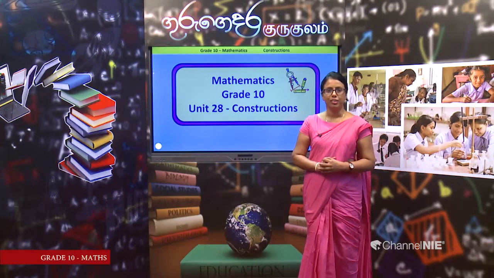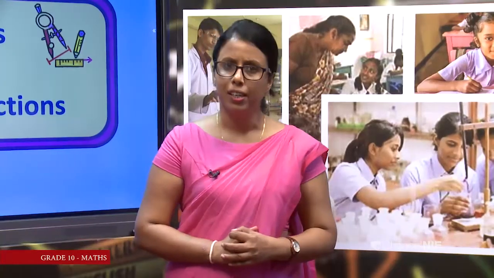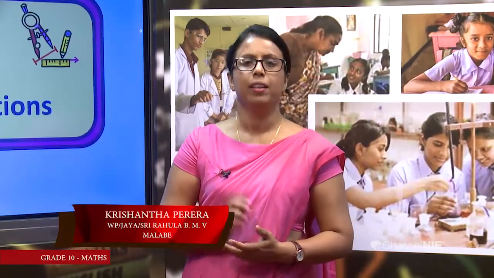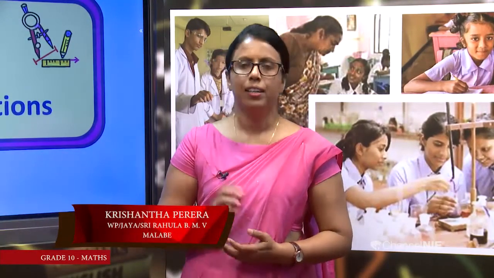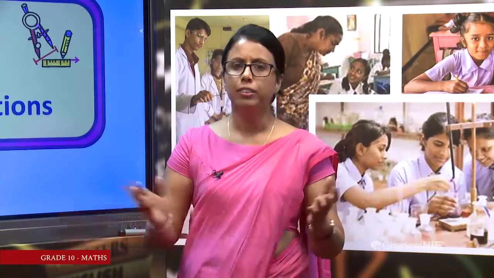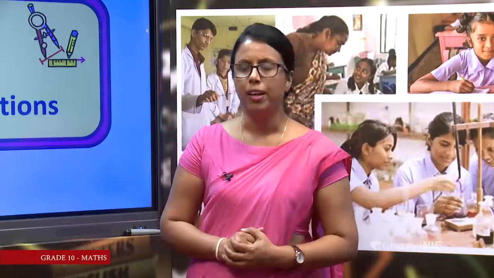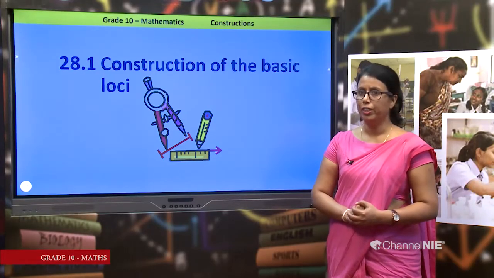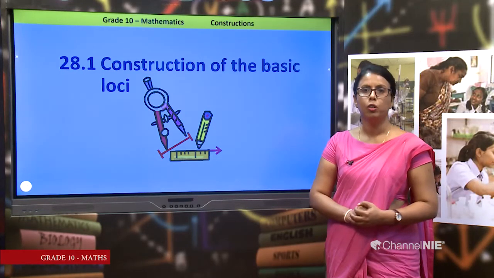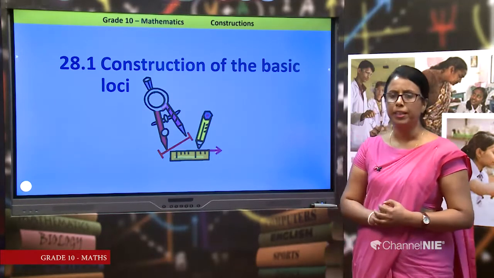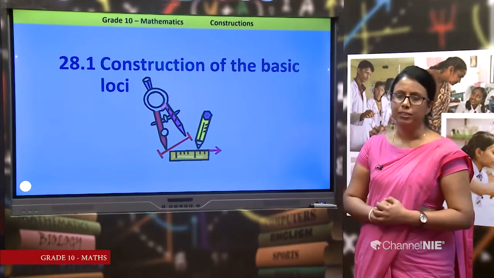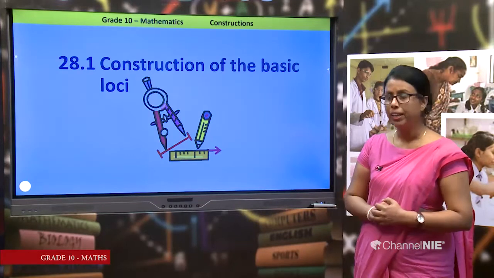It's about construction. In this construction lesson, you will be able to learn three things: construction of loci, construction of triangles, construction of parallel lines. Today, I am going to discuss with you how to construct loci. Especially, get ready with your pair of compasses, ruler and pencil. Make sure to sharpen your pencil to get accurate construction. Get ready with me.